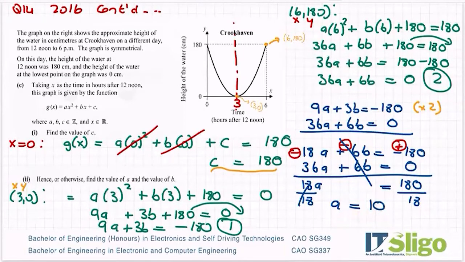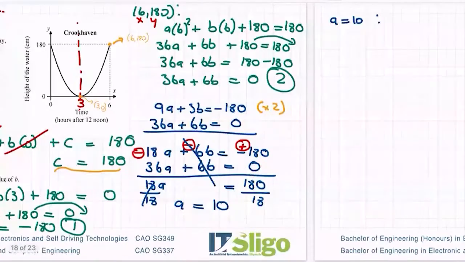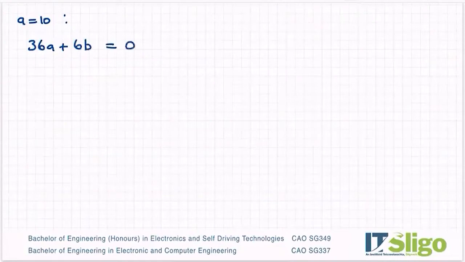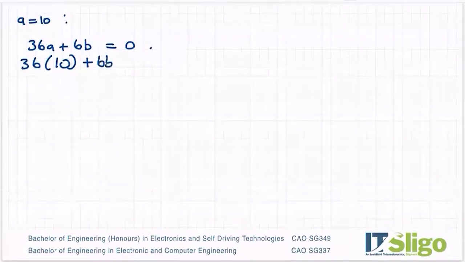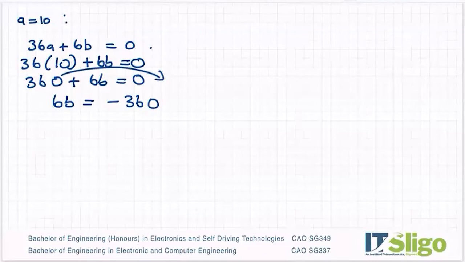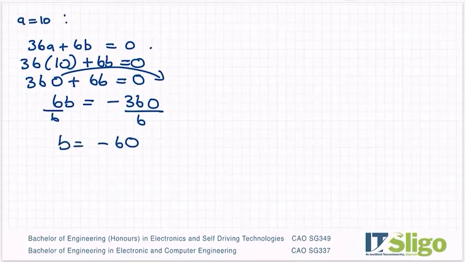Okay, so I'm going to go back to whichever one looks easier. I think this one looks a bit easier. 36A plus 6B being equal to 0. So I have 36 times 10 plus 6B being equal to 0. 360 plus 6B is equal to 0. 6B is equal to minus 360. Bring numbers to one side. Divide by the number in front of that. And I'm getting minus 60 for B.